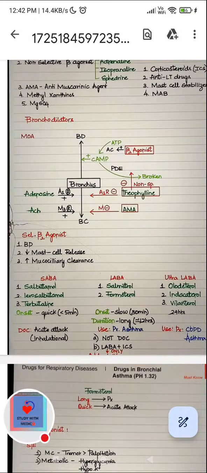Methylxanthines inhibit phosphodiesterase, thereby preventing degradation of cyclic AMP and cyclic GMP. So there is a prevention of degradation, which results in accumulation of intracellular cyclic AMP in some tissues. Methylxanthine is also a competitive antagonist of adenosine receptors, which also results in bronchodilation.